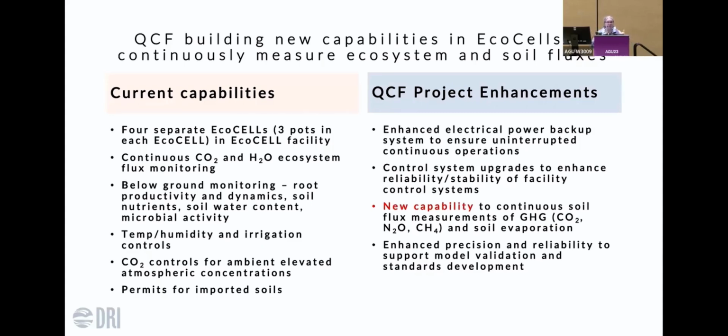But the biggest new capability that we're adding to the facility, thanks to the NIST funding, is the ability to continuously monitor soil fluxes in addition to ecosystem fluxes. So now we can pull apart the contributions from greenhouse gas cycling from the soils, and we'll also be able to expand the soil work to looking at N2O and methane as well as CO2.